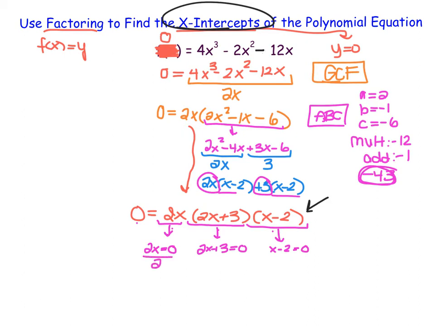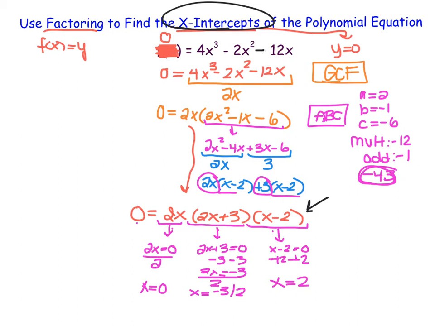This first one, we divide by 2. We find x is equal to 0 is one option. Here we subtract 3, and then we divide by 2. So we find x is equal to negative 3 over 2. And then here we add 2. So we find that x is equal to 2.